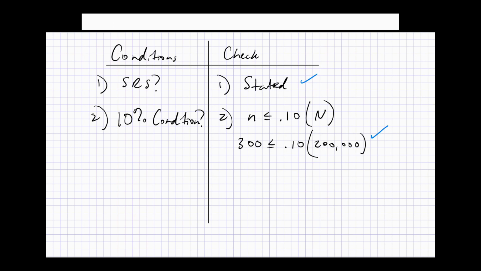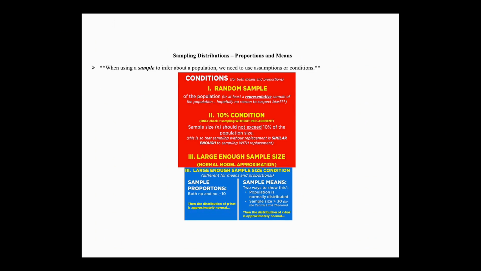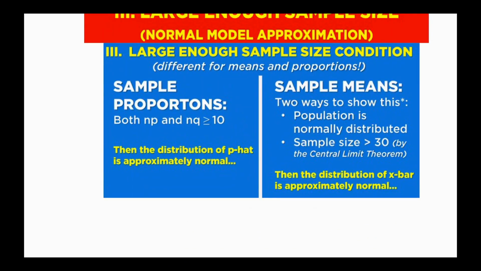Okay, the last one is normality. Check for normality. So be careful because there are two ways to check normality. This always gets students. Which one do we choose? Well, we're going to choose the first one, the left, sample proportions, because it's proportions. So n times p, it says q there. I don't know why they use q.